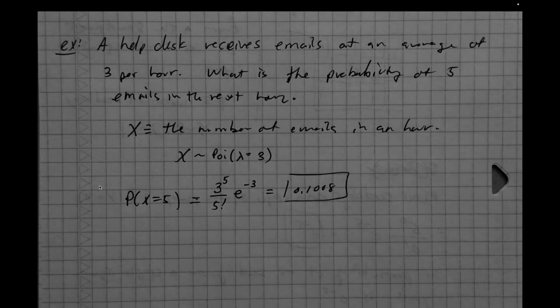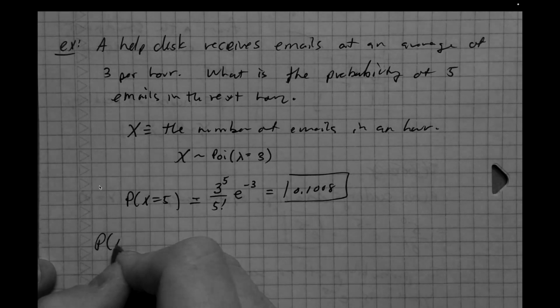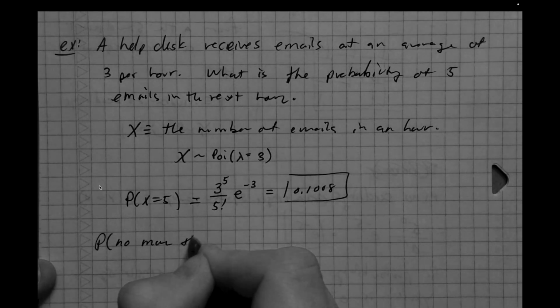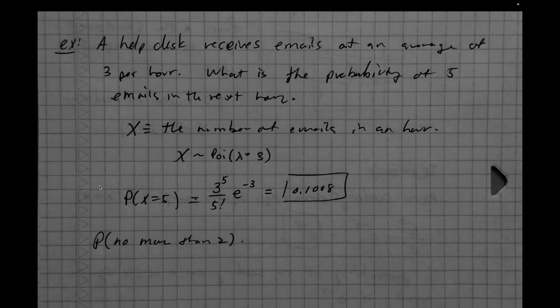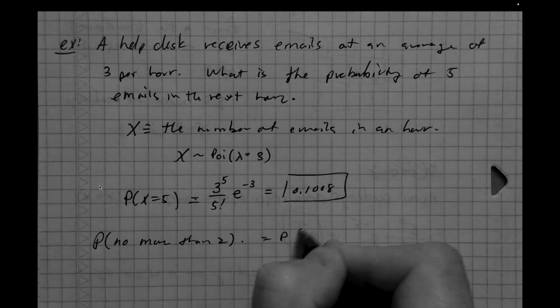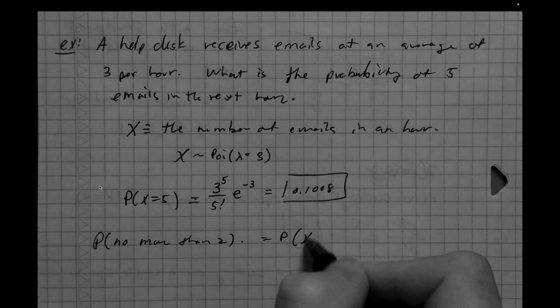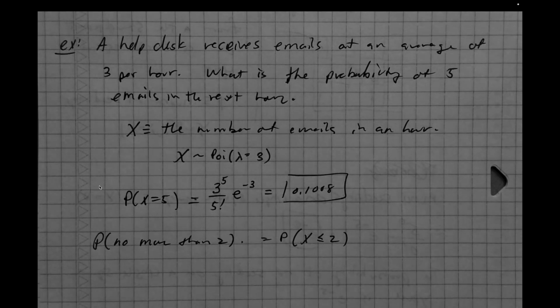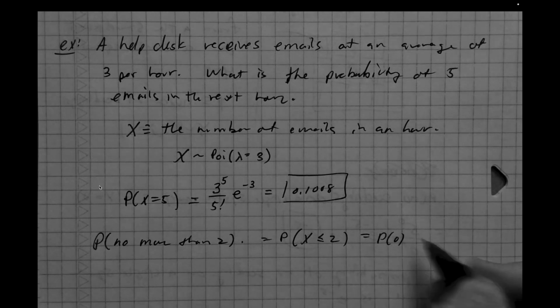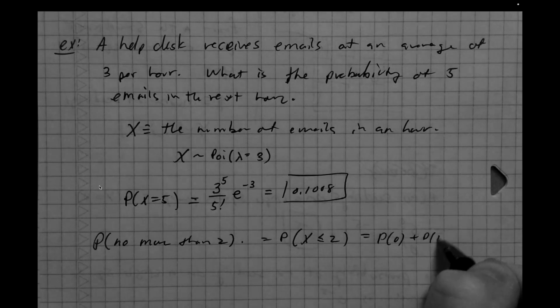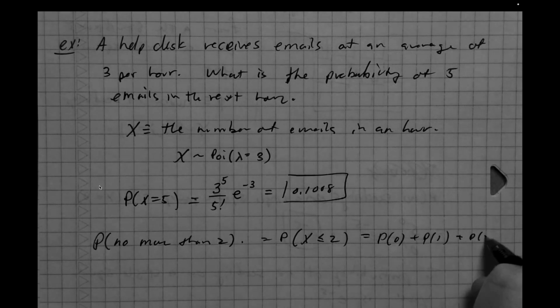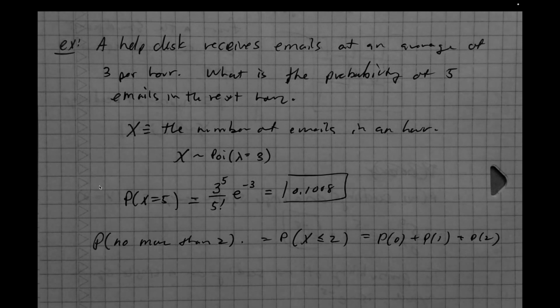Right? And you could do any number of variations. So what's the probability that no more than 2 will arrive? What about that one? Yeah, so the probability of no more than 2. Well, that's the probability that x is less than or equal to 2, right? And so that's just the probability that x is equal to 0 plus the probability of 1 plus the probability of 2.